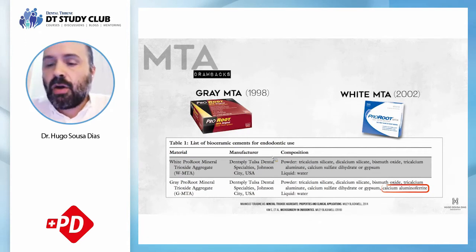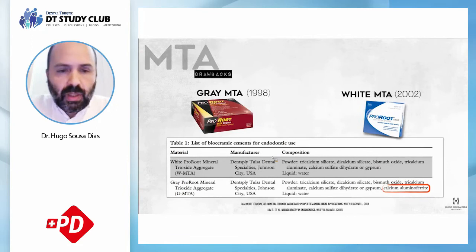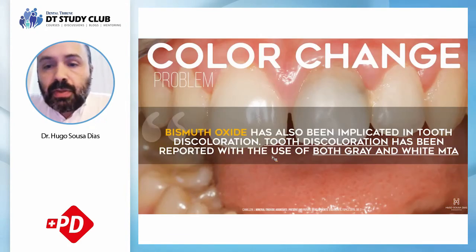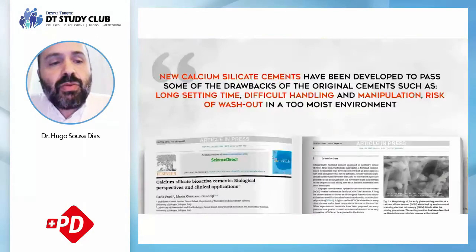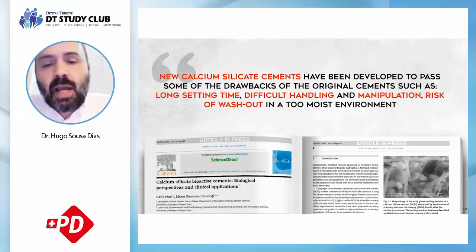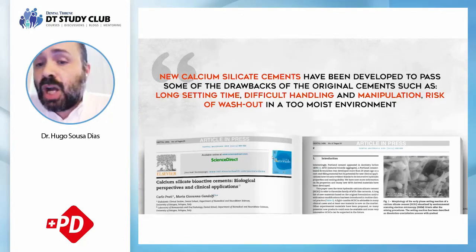In this white version of MTA, they removed the iron from the first version to avoid this tooth discoloration. But we can see that the problem remains the same because the bismuth oxide has also been implicated in tooth discoloration. Tooth discoloration has been reported with use of both gray and white MTA. And it's why a lot of companies try to introduce a new calcium silicate cement in the market to overcome some of these drawbacks, like long setting time, the tooth discoloration, the difficult handling and manipulation of MTA, and the risk of washout.